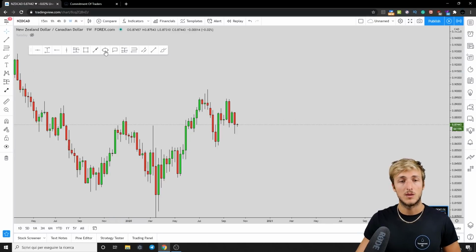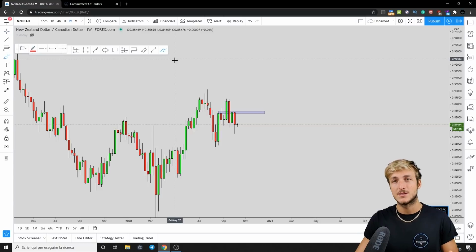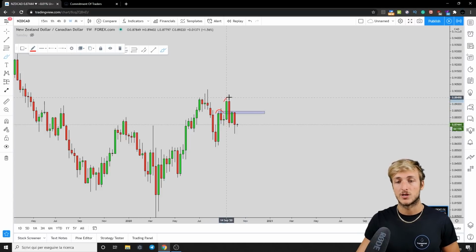In fact, from a weekly perspective, we can see that we currently have bearish structure, as the market has created a regular head and shoulders and also broken the structure to the downside. We have a left shoulder here, a head here, and a right shoulder here, and the market has already made the move to the downside, breaking below the structure.